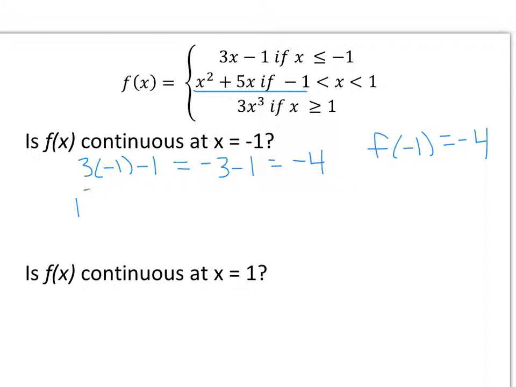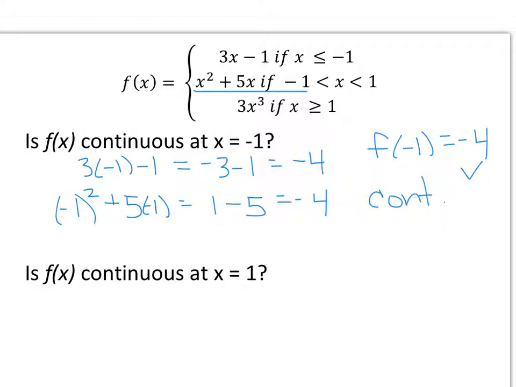So I'm going to look at negative 1 squared plus 5 times negative 1. So here I have 1 minus 5, which equals negative 4. So this tells me that this is continuous. The value of the function is equal to negative 4. This is showing me that the limits from the left and the right are the same and that it worked. All right, let's try the other side.